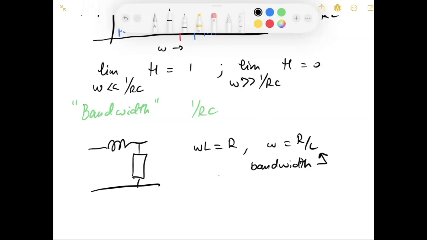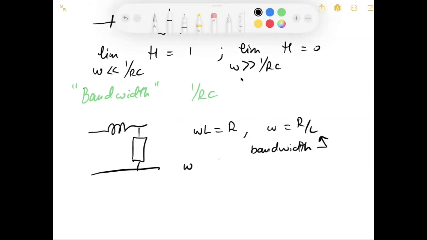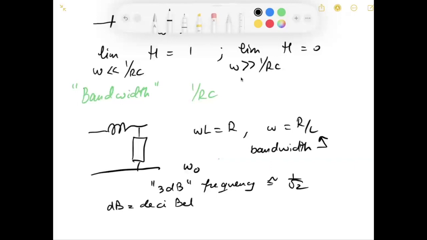So sometimes this thing is called omega naught, but you will also find this thing being called the 3 dB frequency, because 3 dB is roughly 1/√2. Of course, dB, remember, dB is decibel. It's the log minus the log.